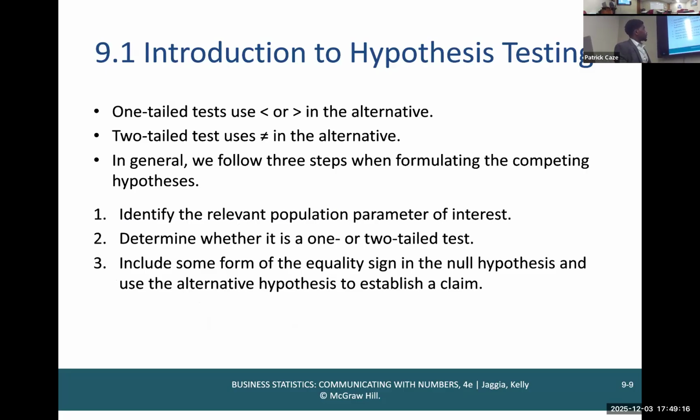In general, follow these three steps to formulate the competing hypotheses. Identify the relevant population parameter of interest, whether that be the mean or whatever it is that we're looking at. Determine whether it is one tail or two tail. That matters because if we do two tail, there's a slight adjustment to the formula so that we use the proper value. Include some form of equality sign, then use the alternative hypothesis to establish a claim.